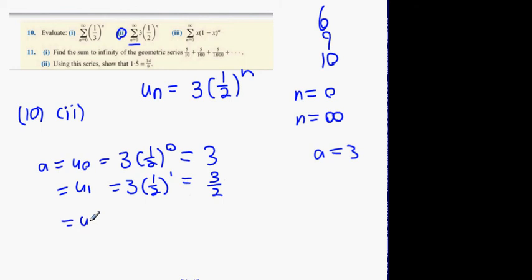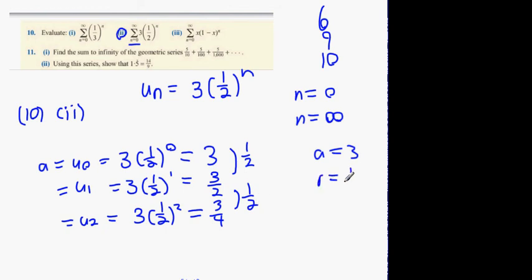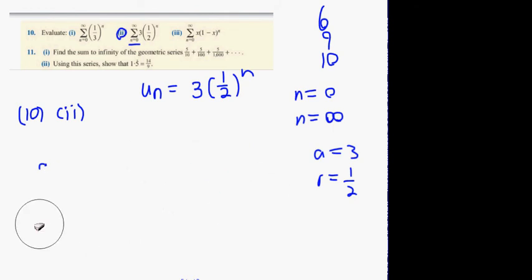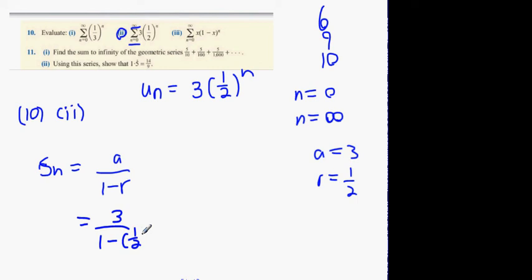If I really wanted to find out what U2 is, I could say 3 times a half squared, and that will get me 3 over 4. So you can see that the R value is multiplying by a half each time. So R equals a half. Now all I have to do is use the S infinity formula, because I have to find out the sum of infinity, which is going to be A over 1 minus R, which is 3 over 1 minus a half. 3 divided by a half, and the answer there is 6.